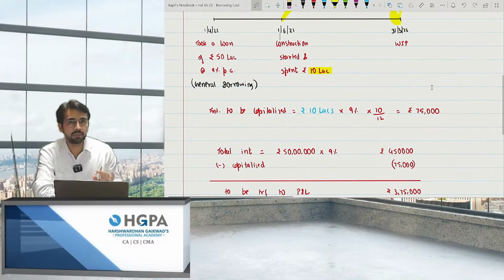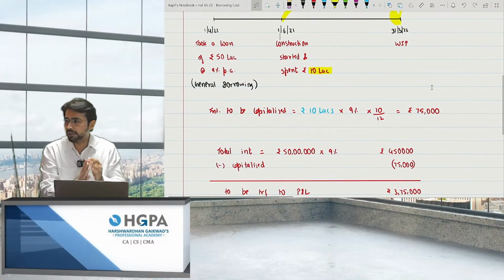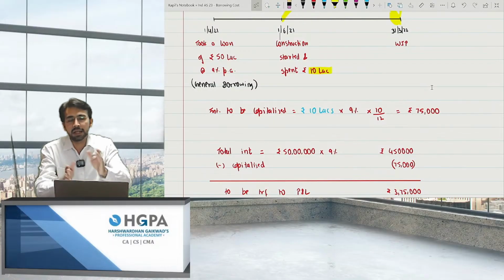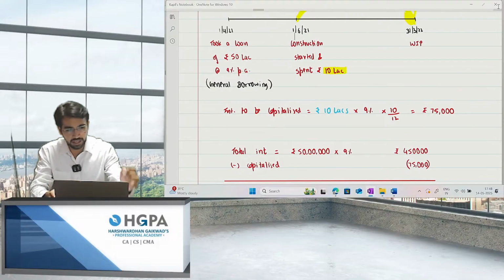I hope you got this point because the period is very important. When I start with the proper questions, you will face difficulties in that. So basically, if you make a number line, it will be very easy for you. Okay, moving ahead.